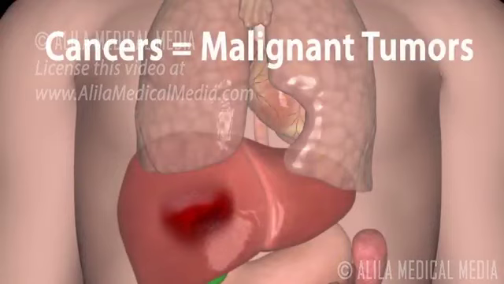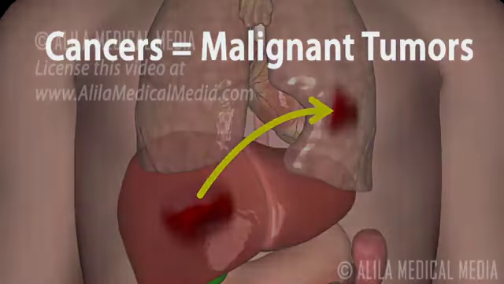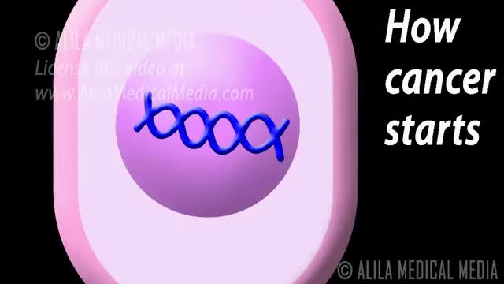Cancers are malignant tumors, tumors that can spread beyond the limit of the original organ where it comes from and to other organs of the body. Cancer starts from damage in the DNA of a cell. This DNA damage is called mutation.